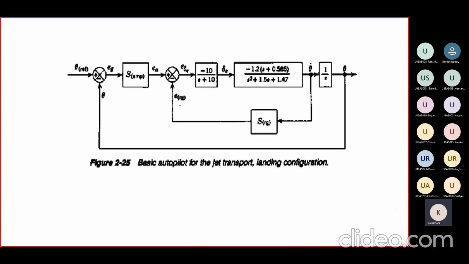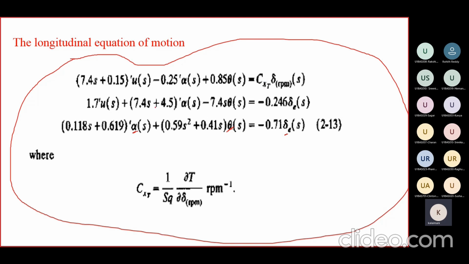Now we take the basic autopilot of the jet transport aircraft. The landing configuration where the aircraft flies at sea level is 200 feet per second. This is an assumption we made here. So this is the basic autopilot for the jet transport aircraft in this landing configuration. One is the elevator transfer function. These are the aircraft transfer functions. How can we obtain these aircraft transfer functions? We get them from these equations.